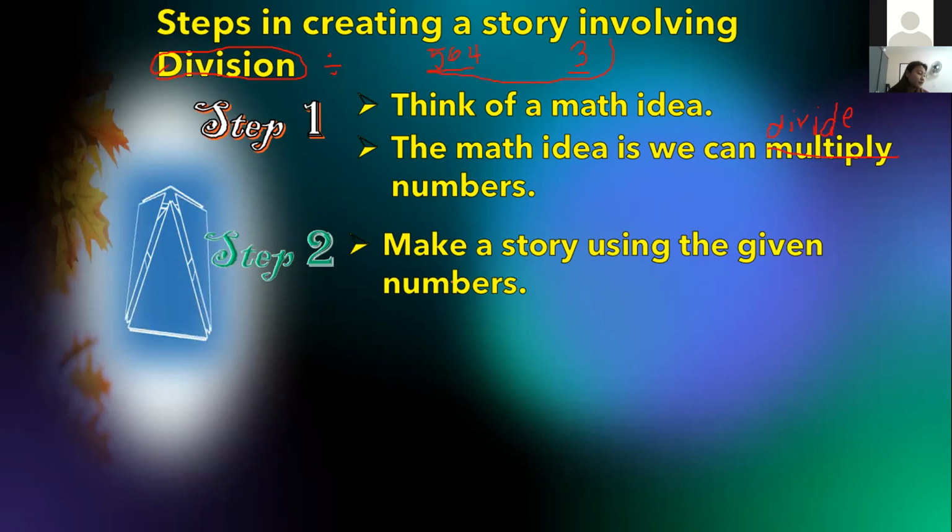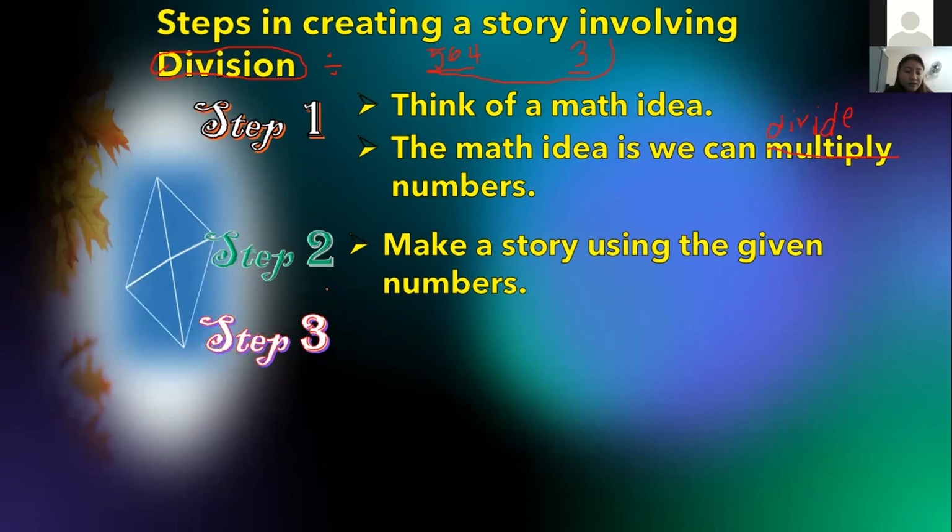In your story, we have an example there. For example, there are 564 oranges, or there are 564 apples, or there are 564 watermelons. That is an idea. And in your answer here, the number of oranges is 3 times the number of apples. Look at your book, page 213. That is step 2: make a story using the given number.